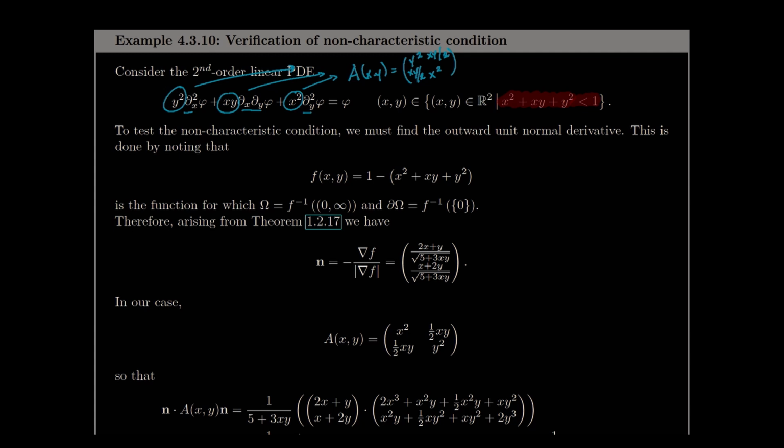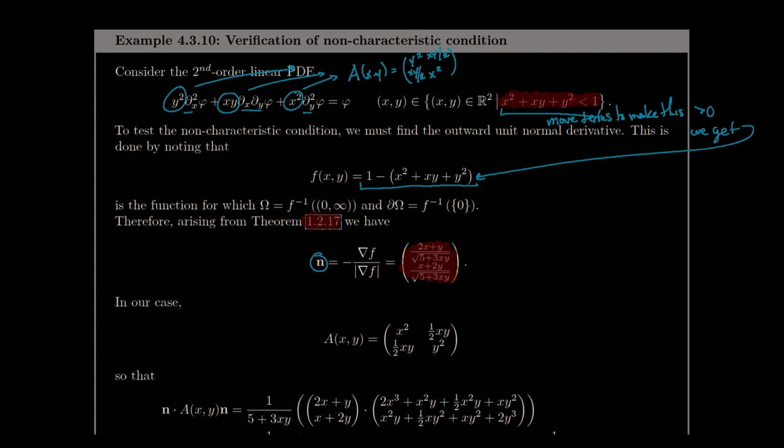So we've got our little domain and boundary there, which is really x squared plus xy plus y squared less than 1 as the domain, and of course equal to 1 would be the boundary. If we move terms to make this greater than 0, we get that function. And starting with that function is what allows us to calculate the outward unit normal. This is according to theorem 1.2.17, which we covered a long time ago. We've got our little outward unit normal here.